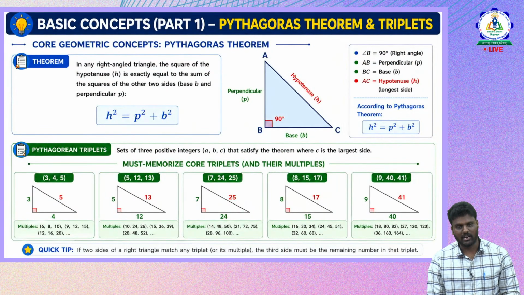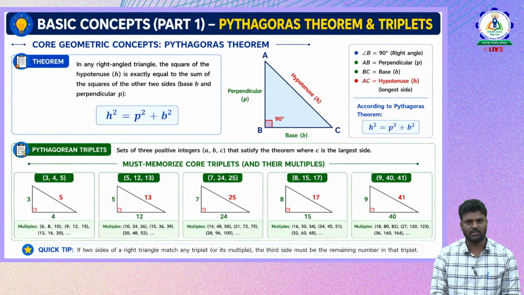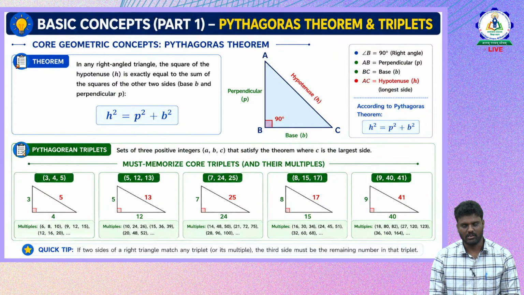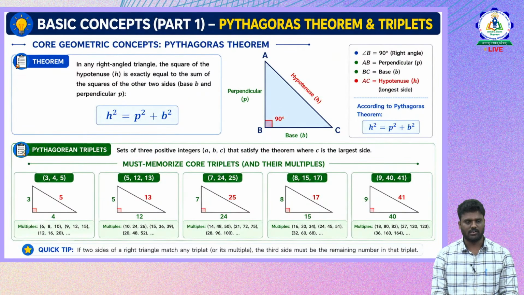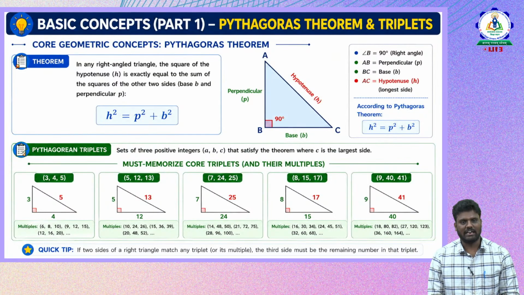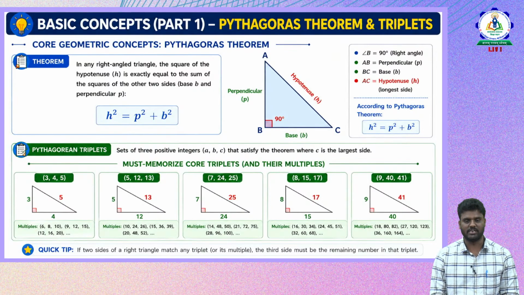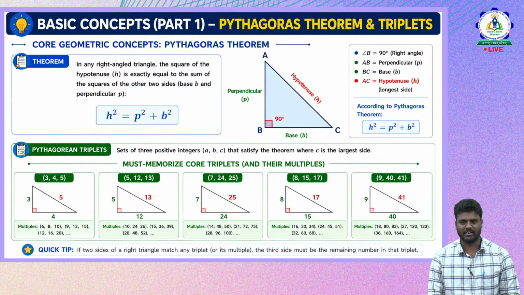Now let us try to understand the basic concept of the Pythagoras theorem. What is the definition of the Pythagoras theorem? Basically it says that in any right angle triangle, the square of the hypotenuse is equal to the sum of the squares of the other two sides, such as base B and perpendicular P. This is the Pythagoras theorem.